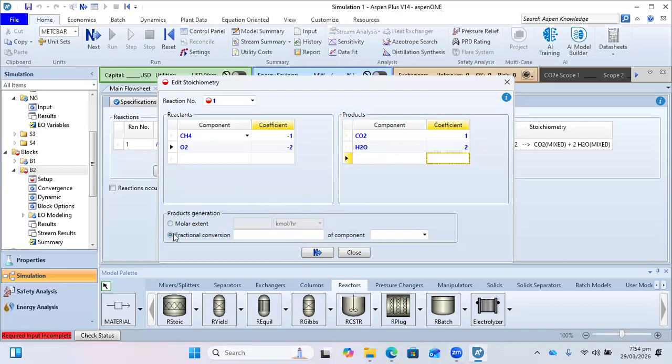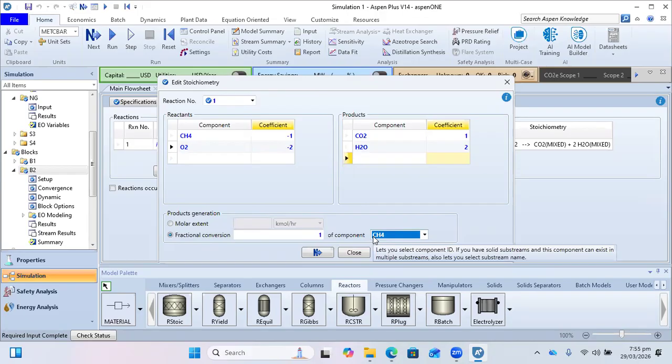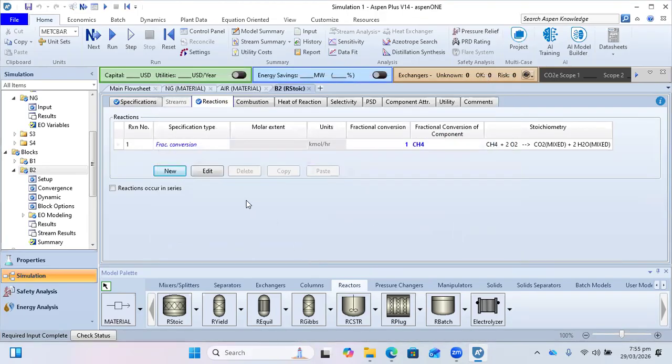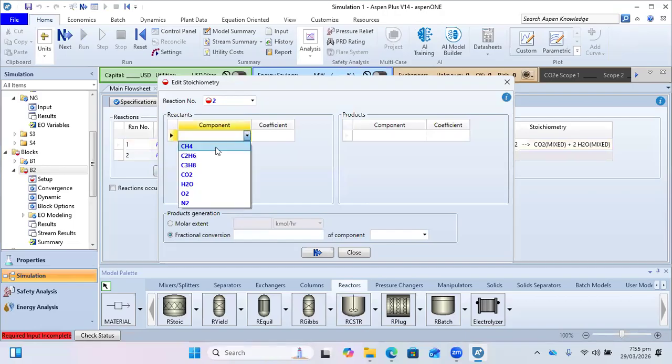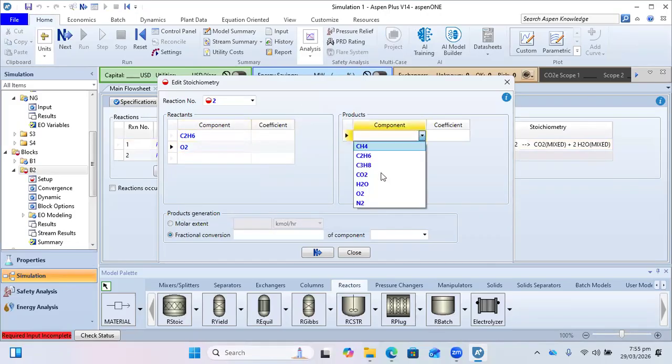Now, just like we did the last time, you can specify the fractional conversion. Because we are burning it in excess oxygen, we expect all the methane to be converted. So we'll have a fractional conversion of 1 for methane, right? So we are having all the methane converted. It has to be between 0 and 1. If it's 1, it means all of it is converted, right? So we can do the same thing for the next reactions. I think what would be easier is, okay, let's do it one by one. That will be better. So we'll do the same thing for ethane and oxygen. We have CO2 and water.